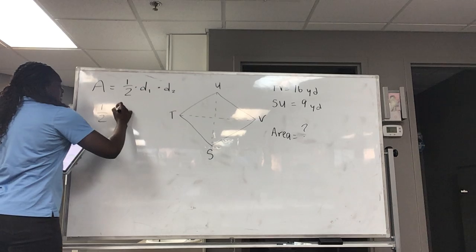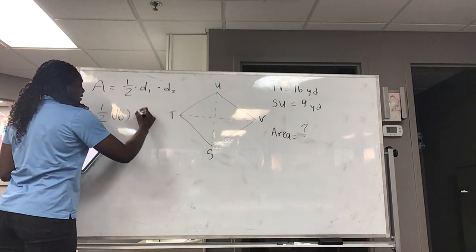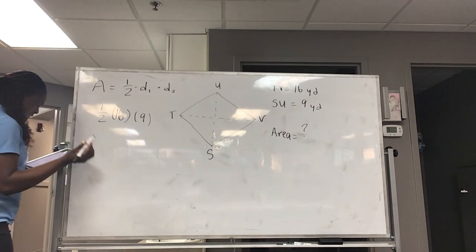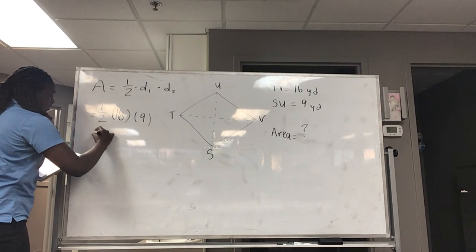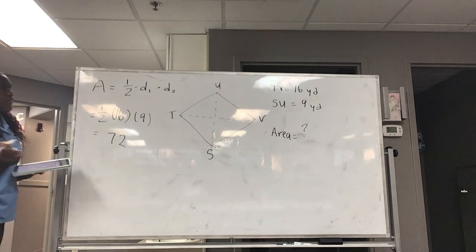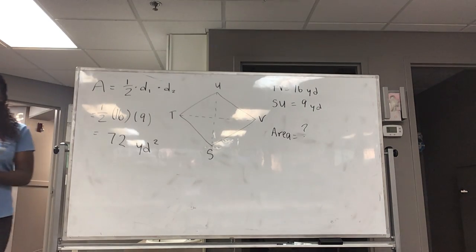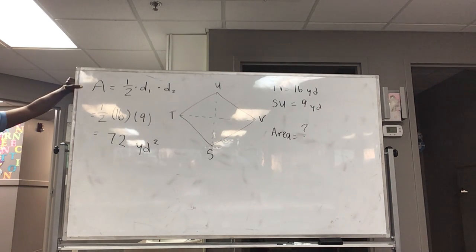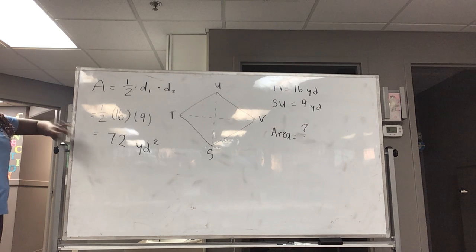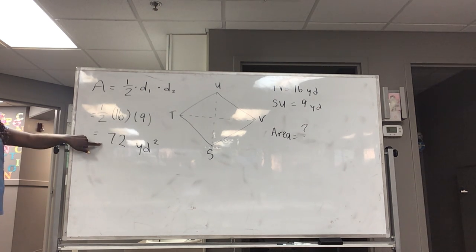One of the diagonals is 16, the other one is 9. So half of 16 times 9, you should get 72, and then because it's area, it would be yards squared. So here's our equation. Plug in what they give us, 16 and 9, and plug that into your calculator, you should get 72.